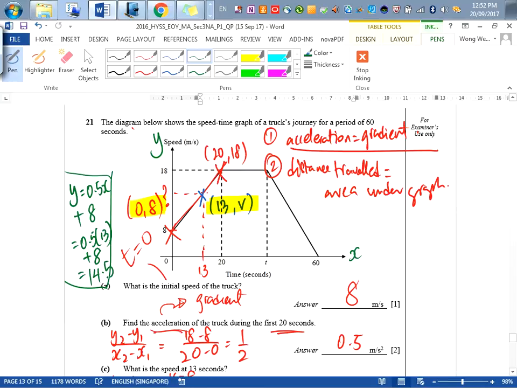So two different ways to do it shown to you. Any questions? Xiaowei, any questions?